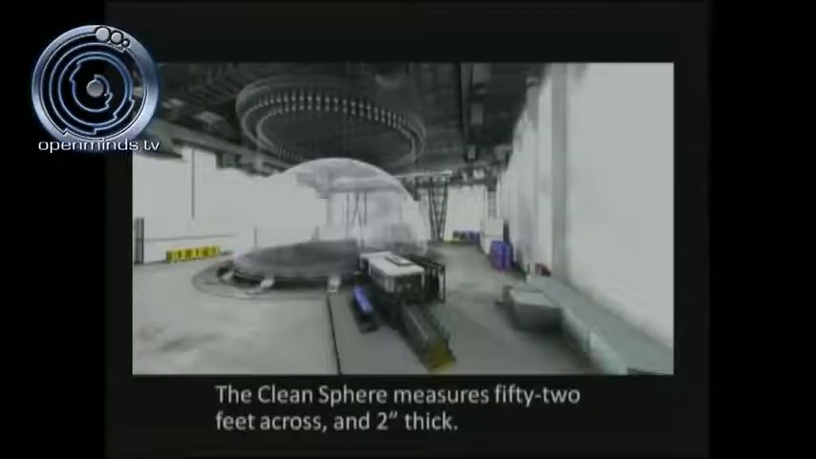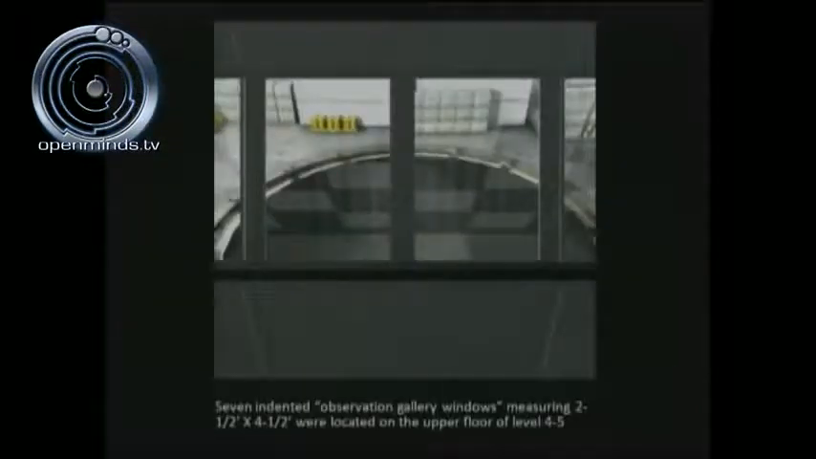It was 52 feet across. The plexiglass clear bubble was 2 inches thick. Think about the manufacturing that had to take place to get that there. Just an incredible level of engineering. Impeccable lighting was located on 4-5, which is different than level 4-1.